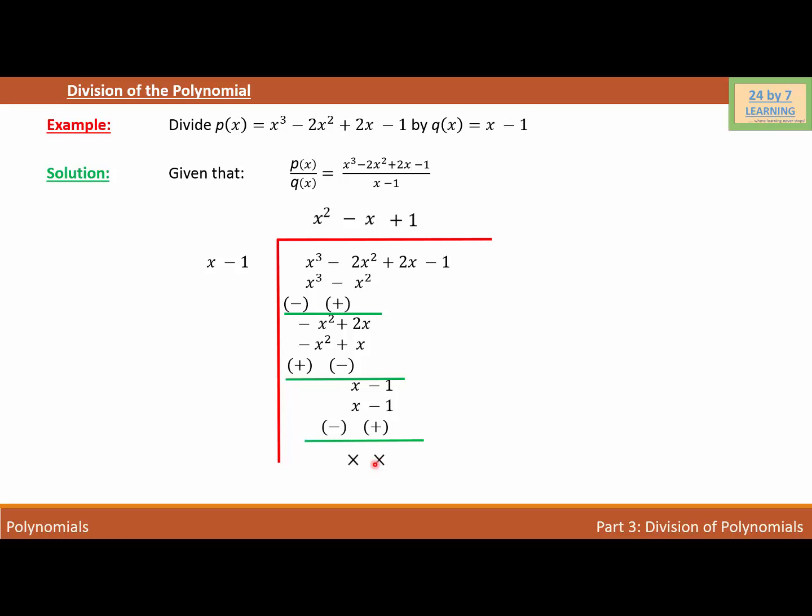Now, what can we do? We can rewrite this whole division in terms of expression. So we can write x cubed minus 2x squared plus 2x minus 1 is equal to x squared minus x plus 1, which is this one right here, times x minus 1, which is over here, plus 0, because our remainder is 0. So basically what we are doing is following the division algorithm to divide any two polynomials.